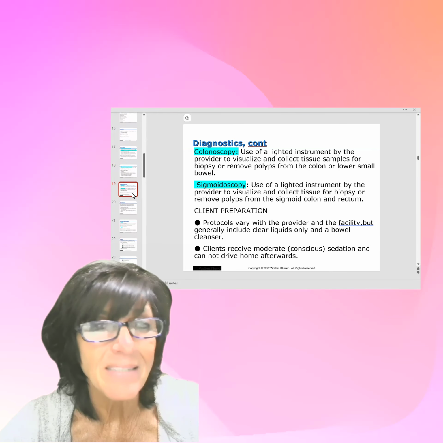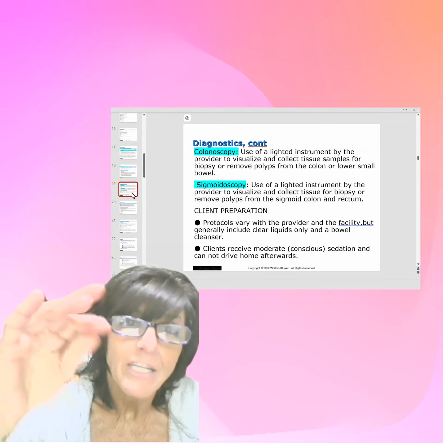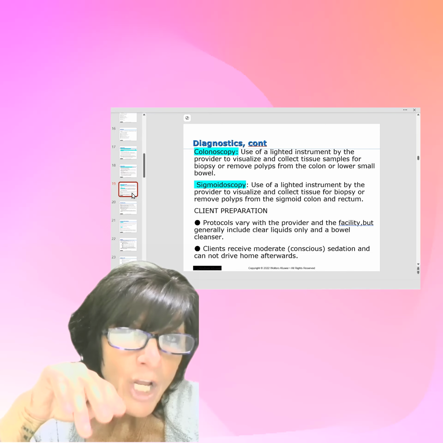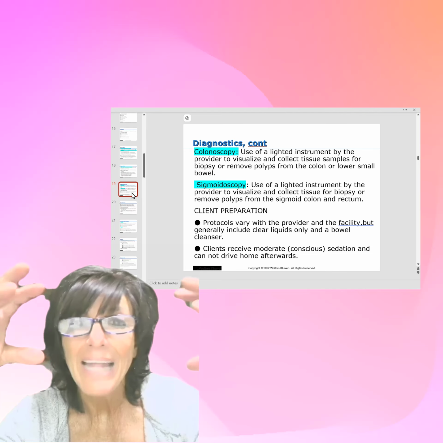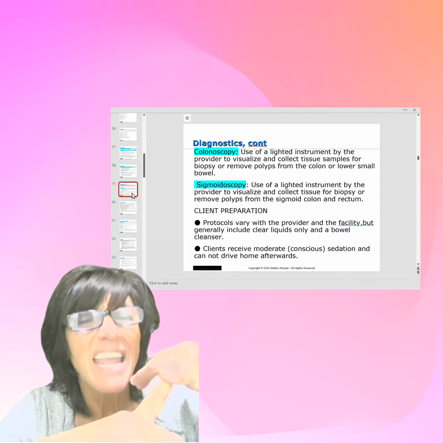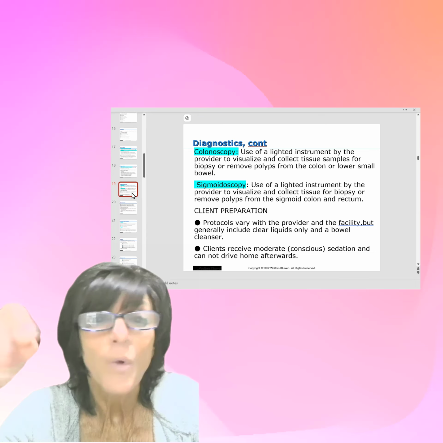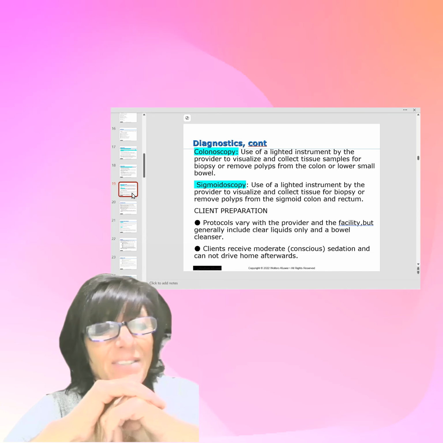And then other diagnostics, a colonoscopy. I think everybody's heard of that. We use a scope, right, to actually physically go into the anus, through the rectum and into the colon, and we look at the inside of the colon to see if we see anything that looks cancerous. We can even do a biopsy. We can look for polyps, which are kind of little growths. They're usually benign.